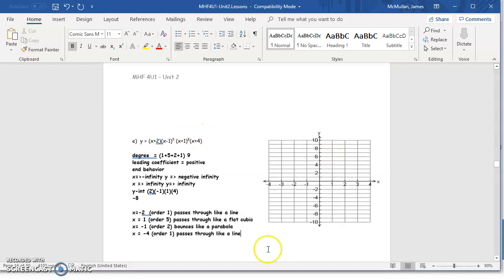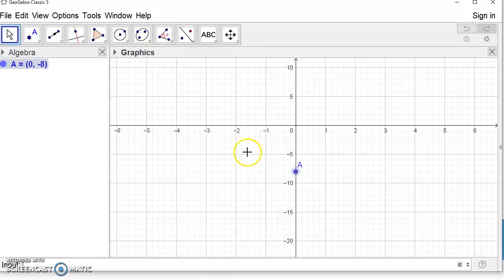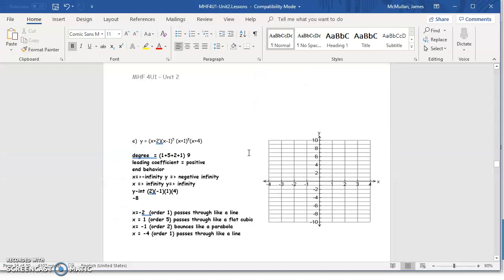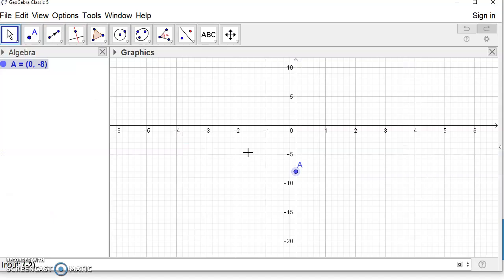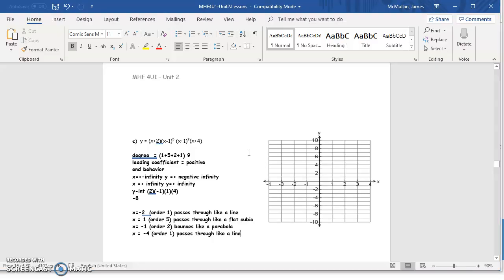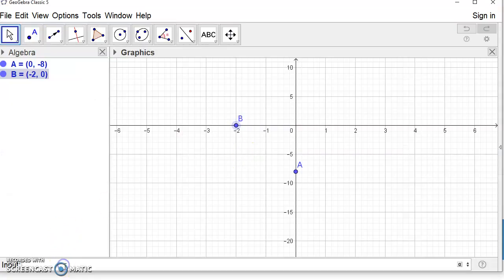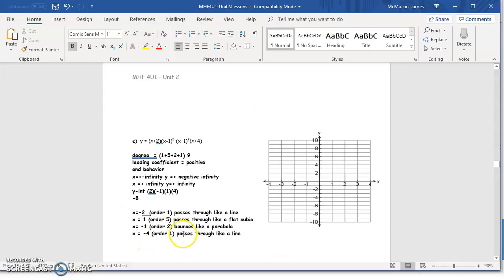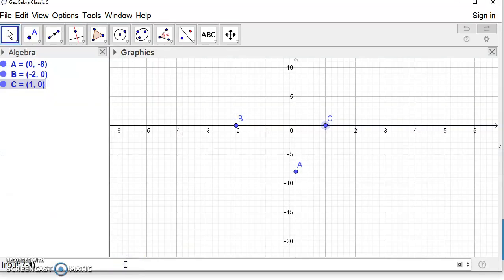Okay, so again, I'm not going to go through the process to sketch this one. Let's just draw it and have a look at what we expect to see. So again, we have an intercept at x equals -2. We have an intercept at 1. We have an intercept at -1 and -4.